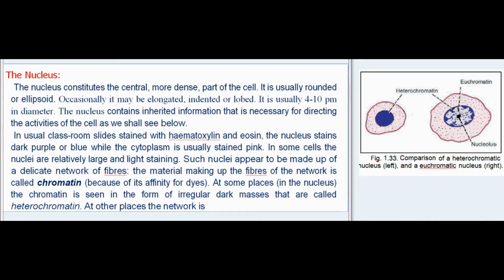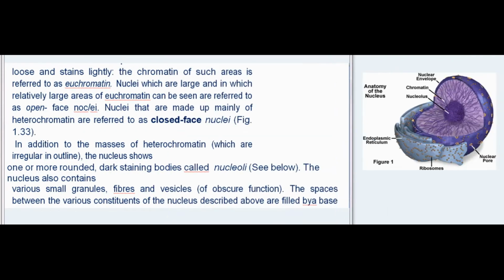At some places, in the nucleus, the chromatin is seen in the form of irregular dark masses that are called heterochromatin. At other places the network is loose and stains lightly. The chromatin of such areas is referred to as euchromatin. Nuclei which are large and in which relatively large areas of euchromatin can be seen are referred to as open-face nuclei. Nuclei that are made up mainly of heterochromatin are referred to as closed-face nuclei, Fig 1.33.